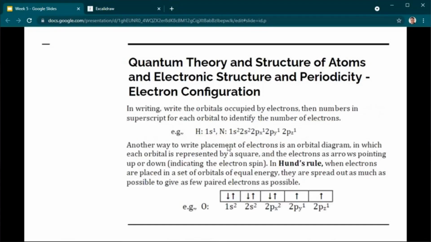Another way to write placement of electrons is an orbital diagram, in which each orbital is represented by a square and the electrons as arrows pointing up or down. In Hund's rule, when electrons are placed in a set of orbitals of equal energy, they are spread out as much as possible to give as few paired electrons as possible.